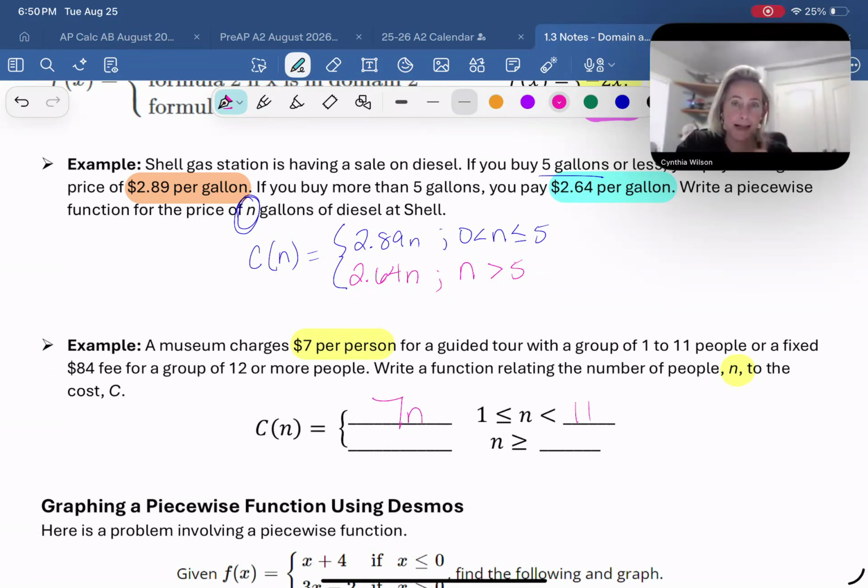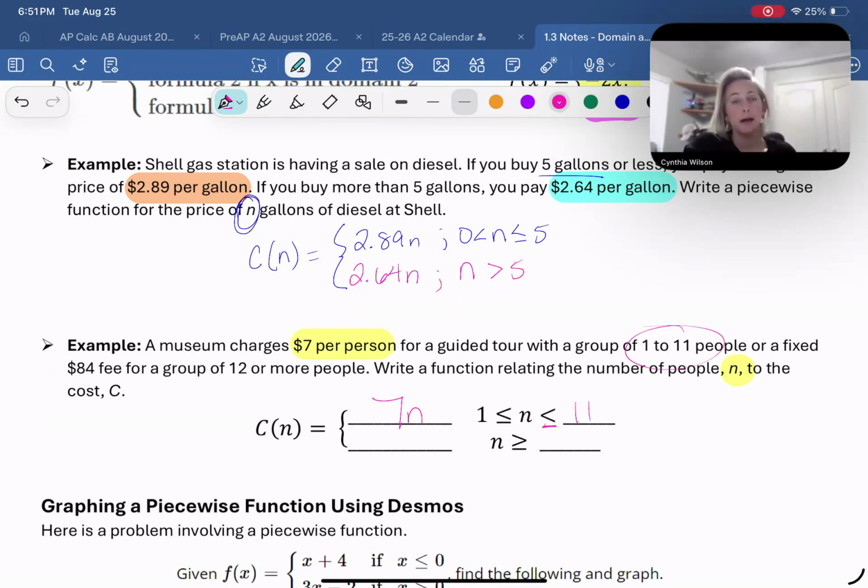Okay, but I think that that inequality symbol with the 11 is missing something. What do you think it's missing? Yeah, we need an equals to because it says 1 to 11 people, right? Line under the alligator, 100%. 1 to 11 people.